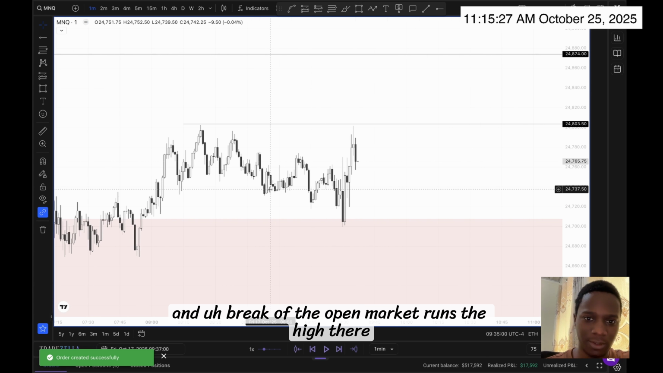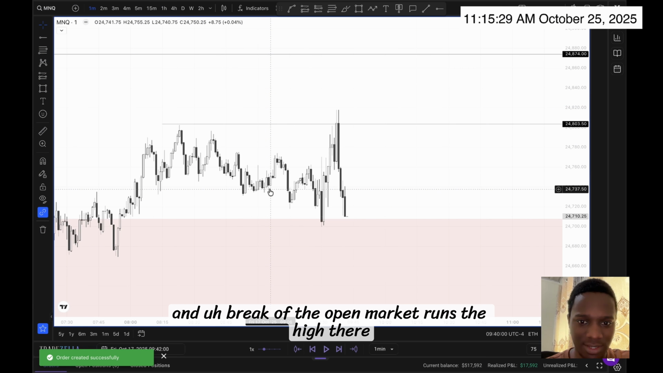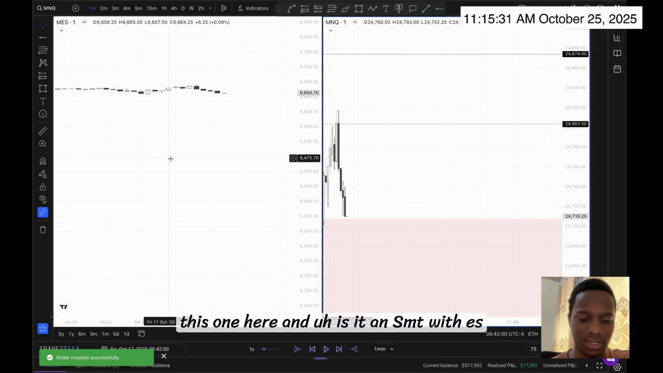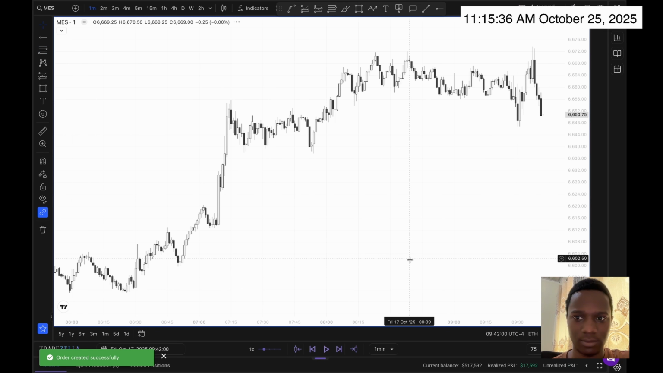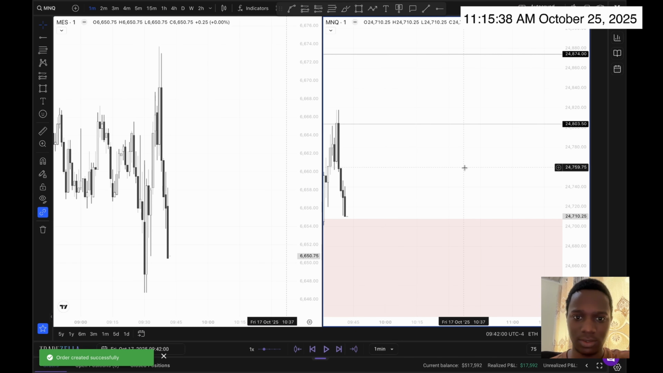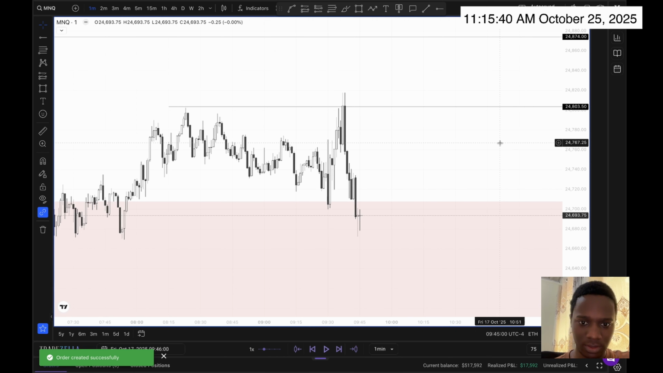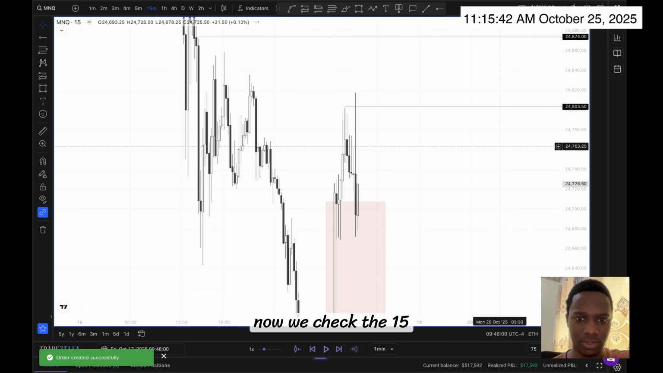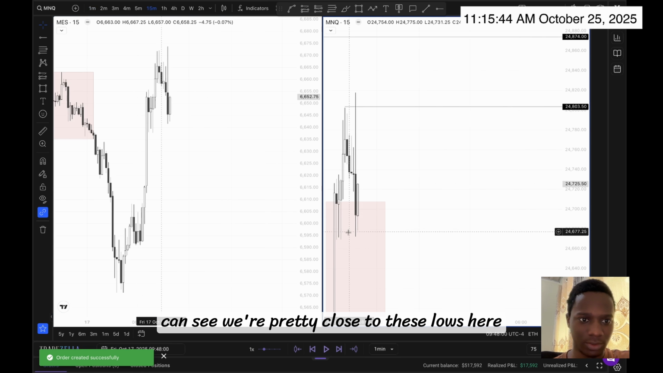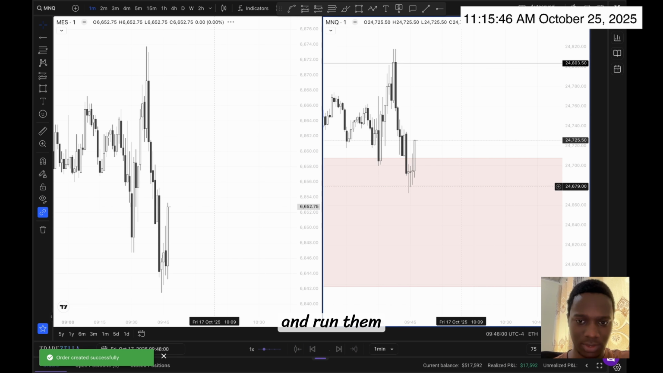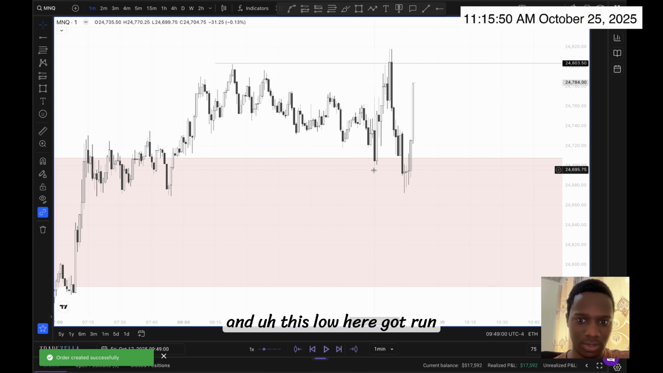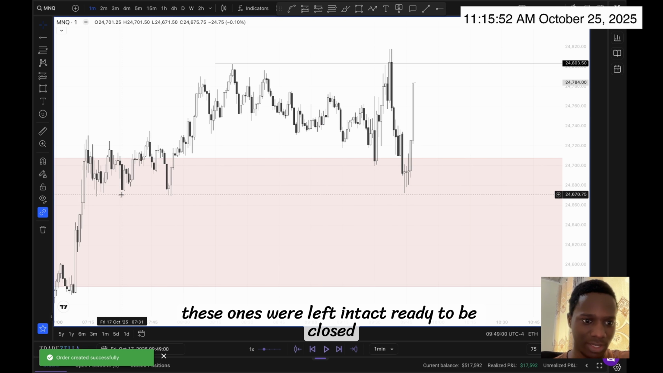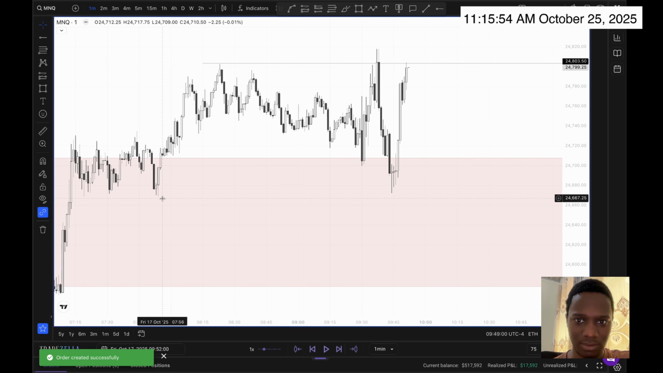And right at the open, market runs the high there, this one here, and is it an SMT with ES? No, it's not. Now when you check the 15, you can see we're pretty close to these lows here. Then run them, and this low here got run. These ones were left intact, relatively close.